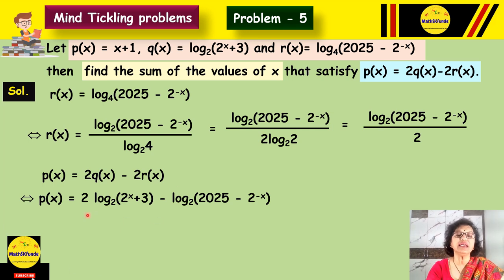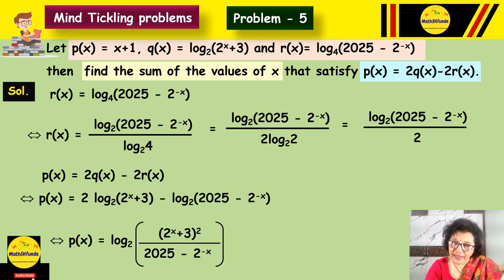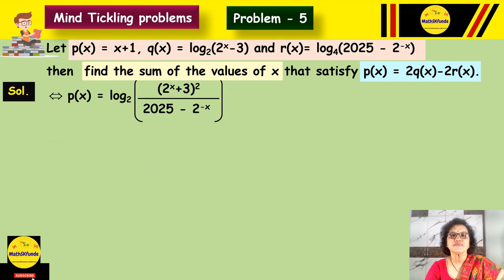Now this first part is of the form n log m, and n log m you can write as log of m raised to n, and then finally the entire quantity on the right hand side can be thought of as of the form log m minus log n. So that is written as log of m upon n. So basically what I am saying is nothing but properties of log. Using that, you write the expression for Px, and that comes out as log base 2, and the inside quantity is 2 raised to x plus 3 whole square upon 2025 minus 2 raised to minus x.